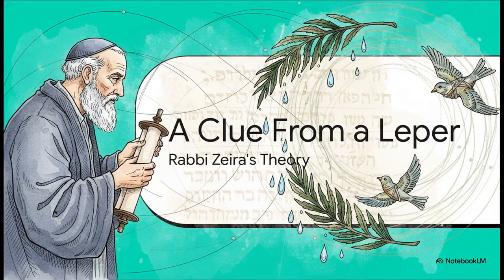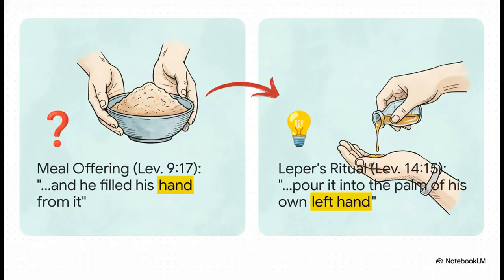So our first real lead comes from a scholar, a guy named Rabbi Zira, and he finds a clue in a totally unexpected place, the ritual for purifying a leper. Okay, check out Rabbi Zira's logic here. It's pretty clever. He compares these two verses, and he spots a key difference. For the leper's ritual, the Torah goes out of its way to say left hand. So he argues that has to be significant, right?